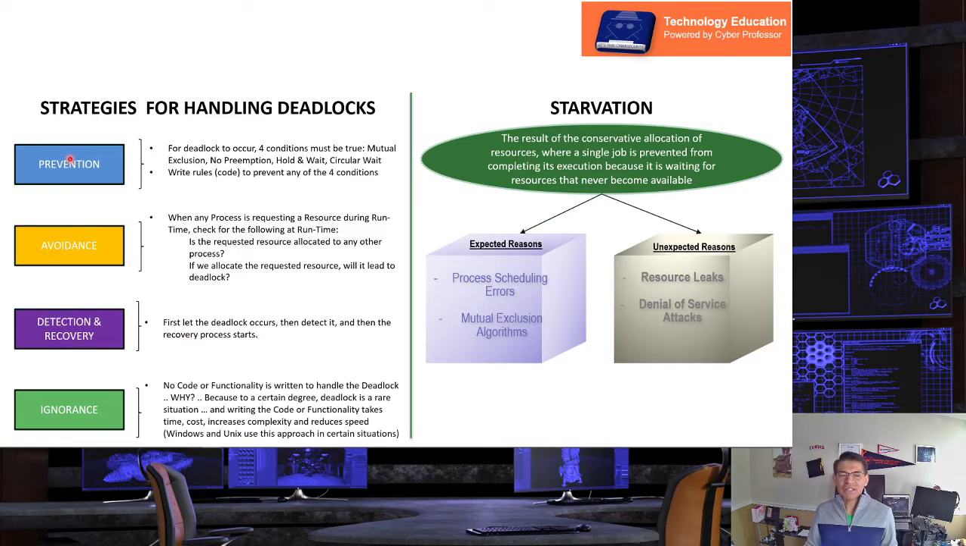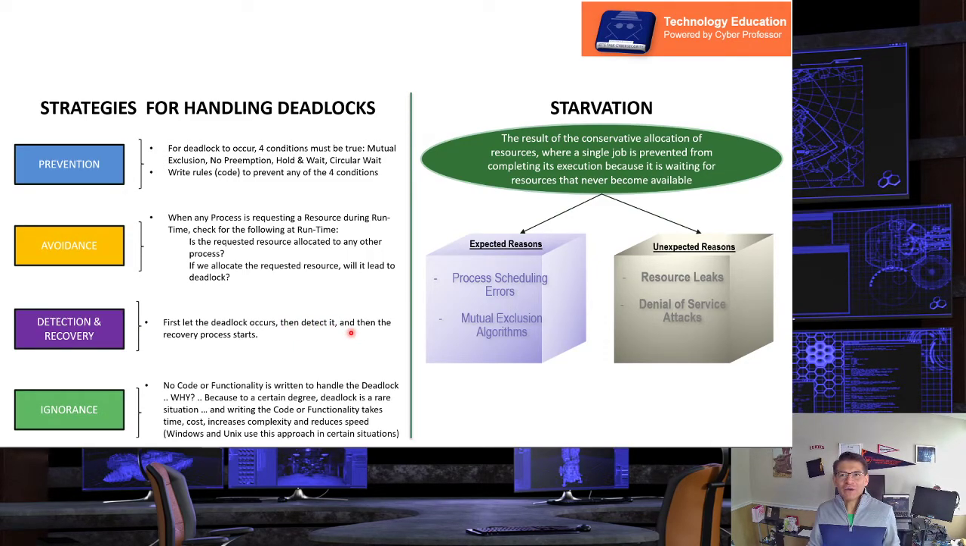So you don't take any prevention actions when you're writing the code. You are not taking any actions when you are about to run the process in memory during the avoidance section. You let the deadlock occur. So you let it happen and then detect it. And then the recovery process starts.